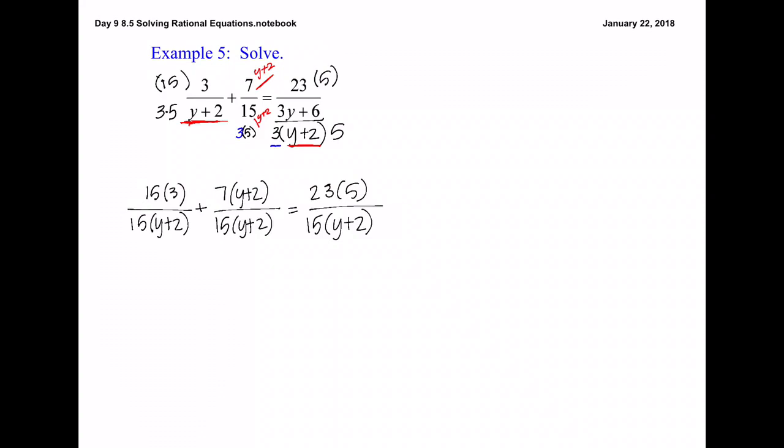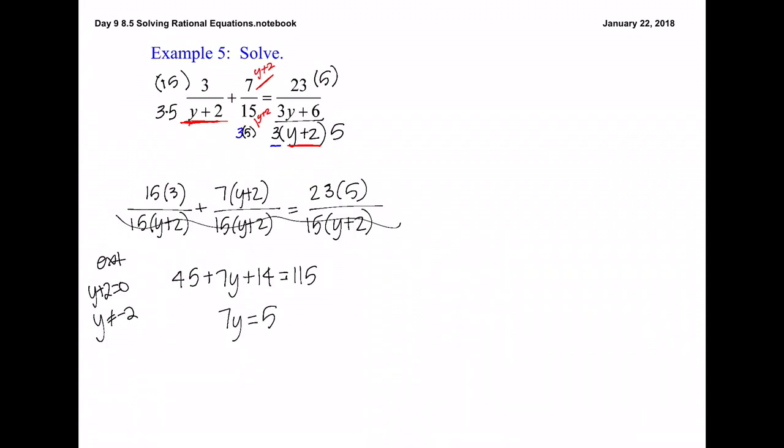My denominators for my extraneous solutions: y plus 2 equals 0, y cannot equal negative 2. Cross out my denominators. 15 times 3 is 45, plus 7y plus 14 equals 115. Subtract my 45 and my 14 because it's my inverse operation, and I get 56. The inverse of multiplying by 7 is dividing, and I get y is equal to 8.